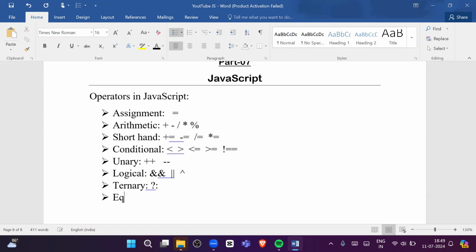And after that we have equality operators. Equality operators are double equals to and triple equals to. We will see the difference between double equals to and triple equals to.